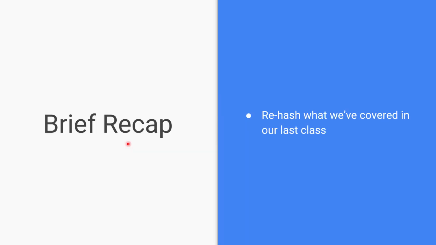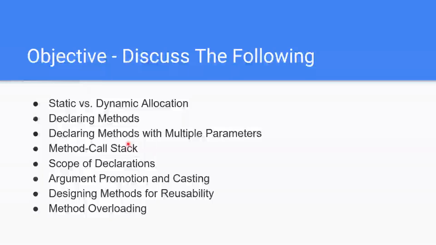So a brief recap: we've covered application tiers, we've covered computer hardware, we've covered installing our IDE, creating classes, instantiating classes. We looked at conditional constructs, we looked at loops, and now we're going to actually talk about our methods.